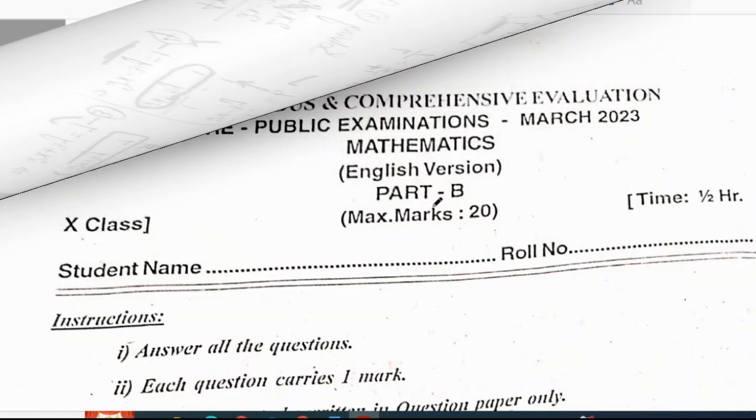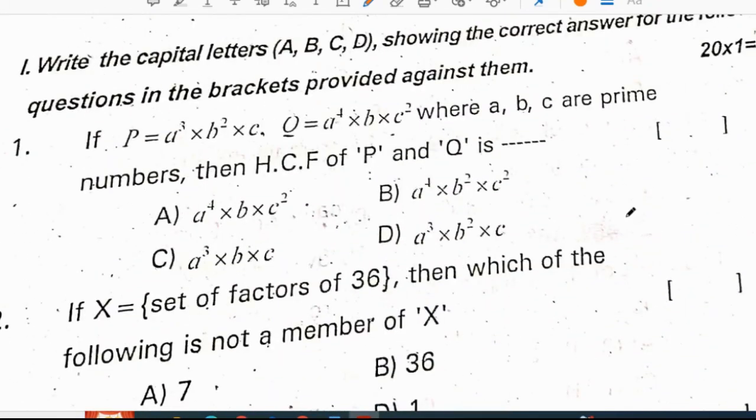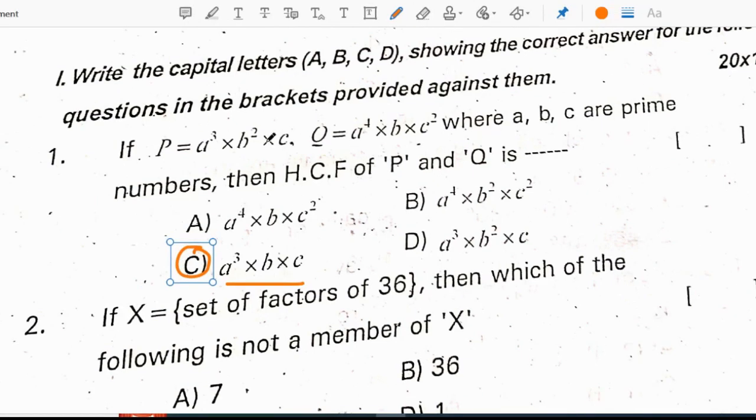We'll discuss mathematics Paper B of Hyderabad district pre-final 2 question paper. First question: if P is equal to a cube b square c and Q is equal to a to the power of 4 b c square, where a, b, c are prime numbers, then the HCF of P and Q is a cube b into c.